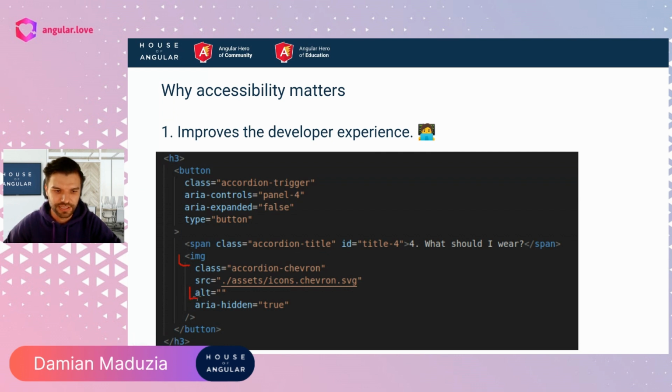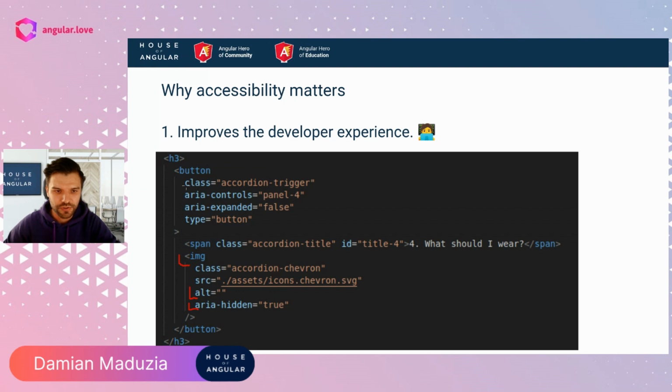So first of all, we are setting the alt attribute, which serves for alternative text in case there were problems with fetching it, to an empty string, which notifies the screen reader that this is only for decoration. Besides that, we have the aria-hidden set to true, which hides it from the screen reader.